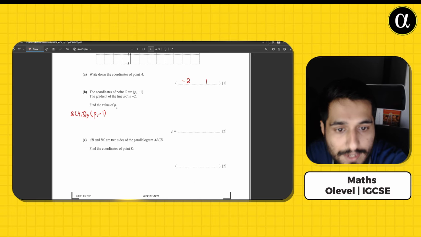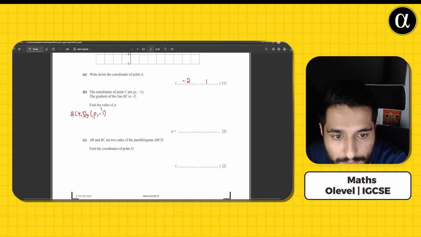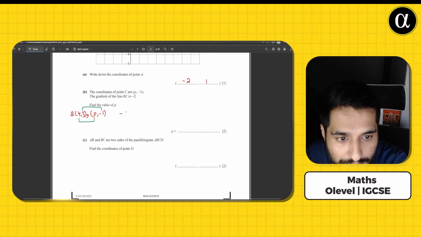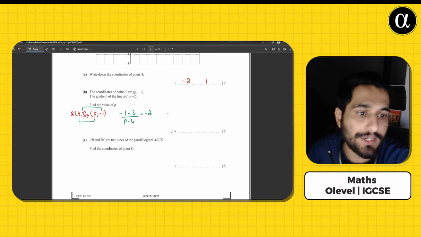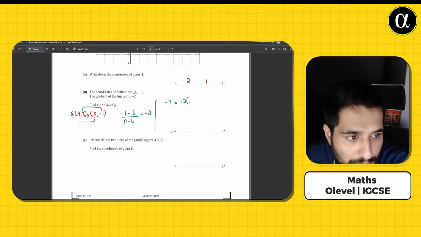So what are we going to say? We are going to say y2 minus y1 over x2 minus x1, these numbers being subtracted and these numbers being subtracted together. So it is going to be minus 1 minus 3 upon P minus 4 should be equal to what? That should be equal to minus 2, the gradient. So this should be minus 4 is equal to minus 2 times P minus 4, and this would be minus 4 is equal to minus 2P plus 8.